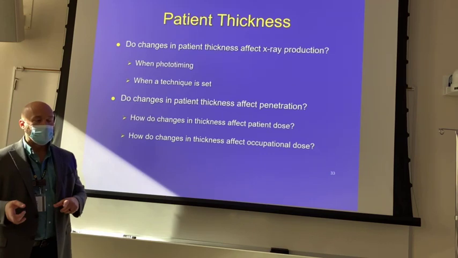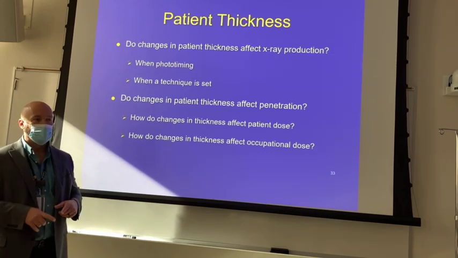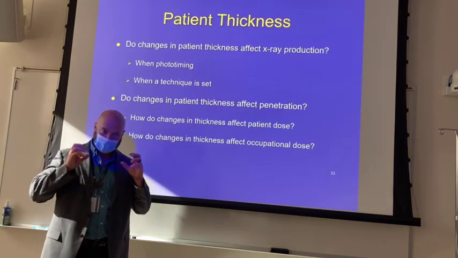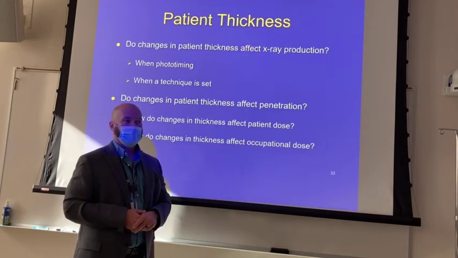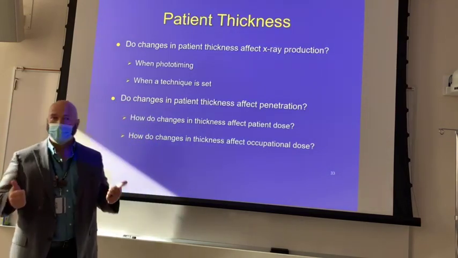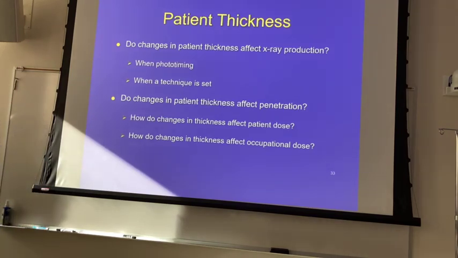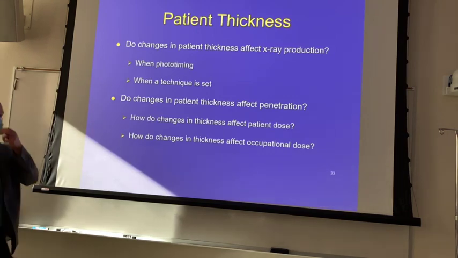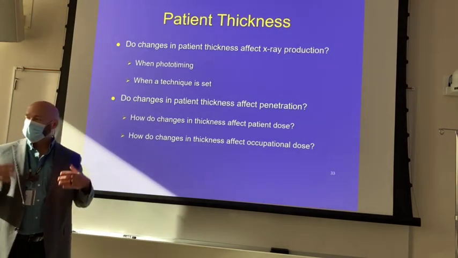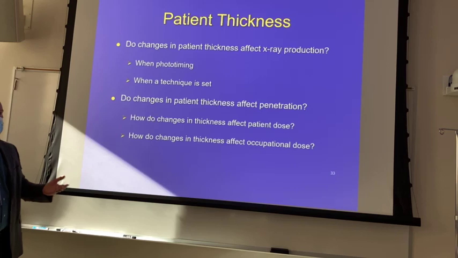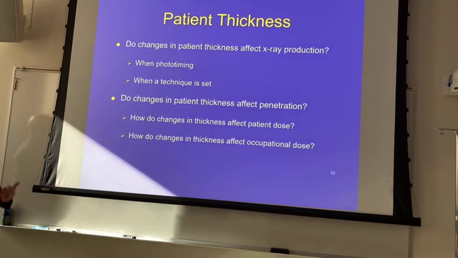Okay, so in that case, if you're phototiming, what happens to the X-ray production? What's coming from the tube? It's going to increase, right. It's going to increase according to the patient's size and how much radiation they're going to need. So when you're phototiming, it's automatically going to adjust. You're going to have an increase in mAs whenever you have an increase in patient thickness.